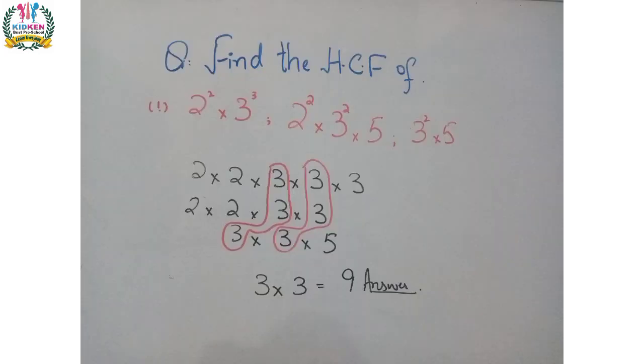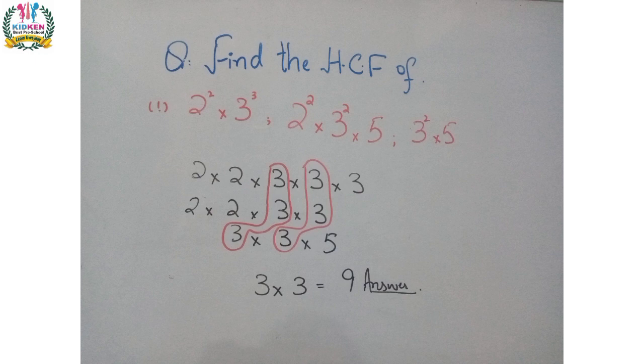Next question is: find the HCF of the following. Simply, you can write the highest common factor. We have 2 power 2 multiply 3 power 3, so we can write 2 two times and 3 three times. Then next is 2 power 2 multiply 3 power 2 multiply 5, so we can write 2 two times and 3 two times, then 5 one time. Then we have 3 power 2 multiply 5, so we can write 3 two times and 5.